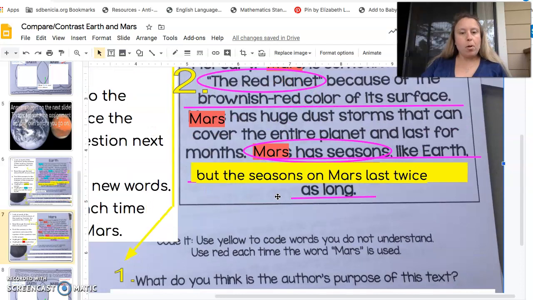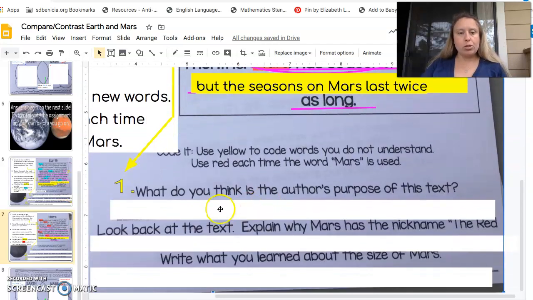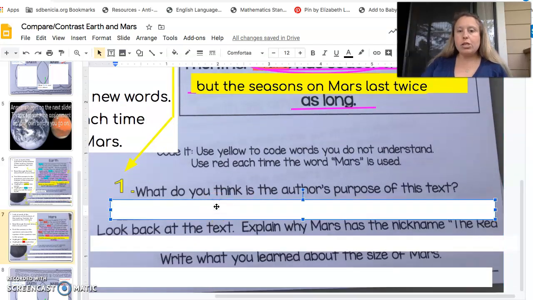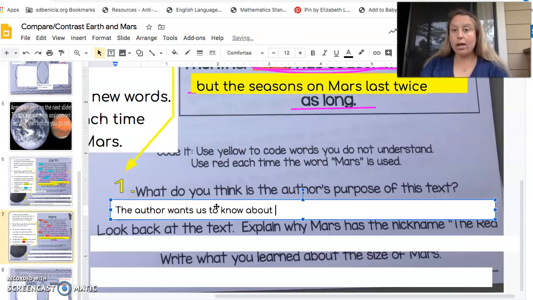So then the other part that we had to complete was the answer to the questions at the bottom. What do you think is the author's purpose of this text? So again, I'm going to start out with the author wants us to know about what? Mars. Very simple. Wants us to learn about Mars.